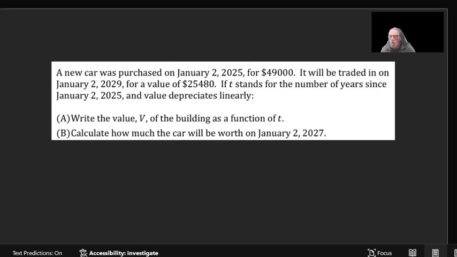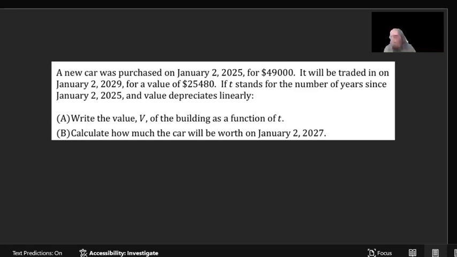In this problem, we have information about two different points in time. T is the number of years since January 2nd, 2025, and we are first to write the value of the car, not the building as accidentally typed here, as a function of T. So what we need to do is, since this is showing value depreciating linearly, write a linear function.